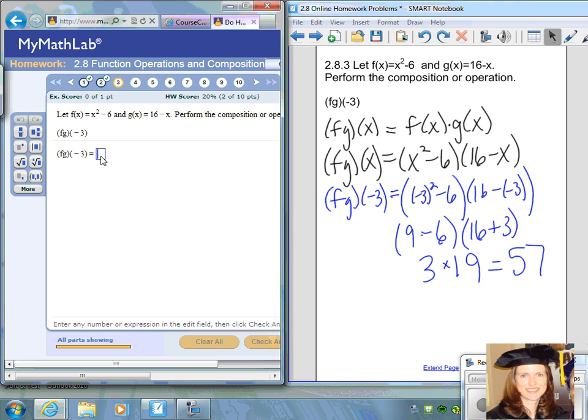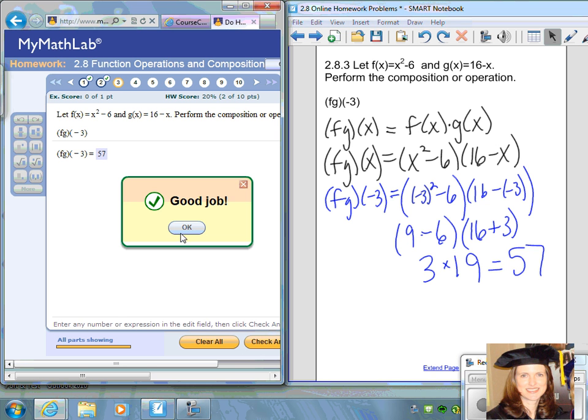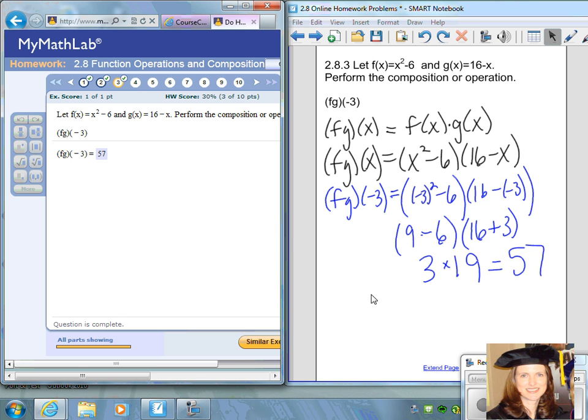Let's check our answer, 57. Now again, you could plug -3 into the f function first, plug -3 into the g function, then multiply the results, or as I have shown, you can multiply that whole f of x function times g of x. You could go through and use FOIL here, but it's not necessary.